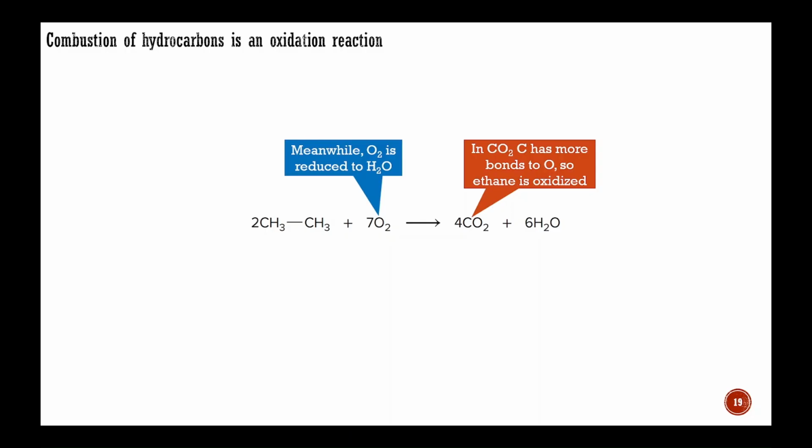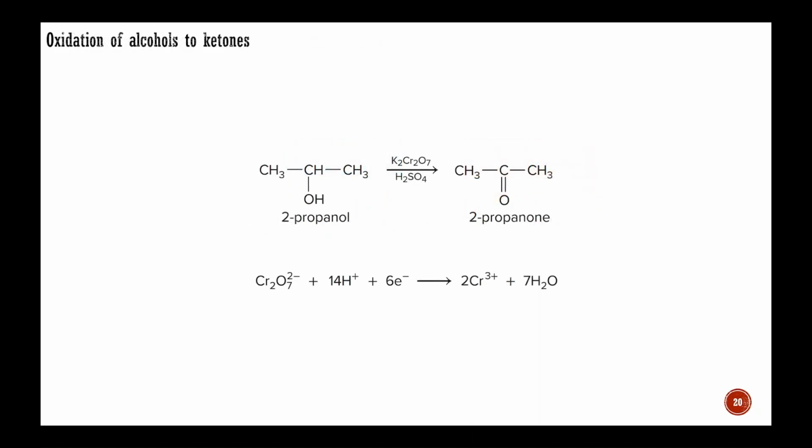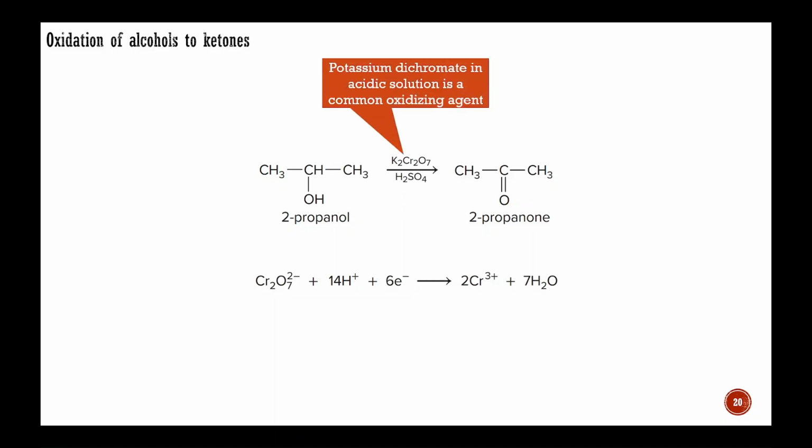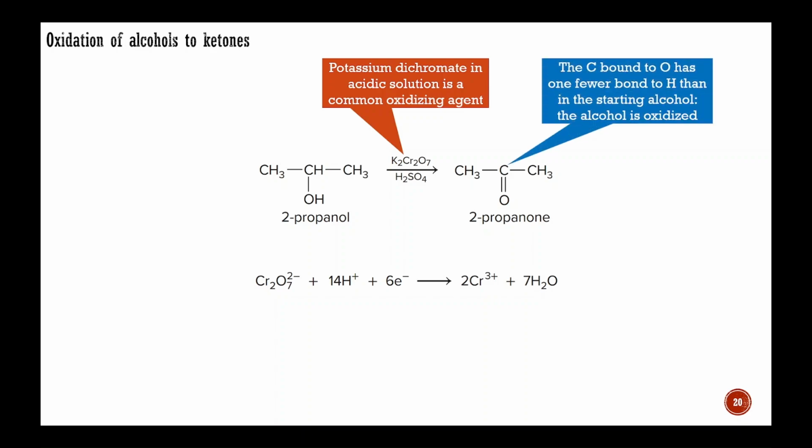Most oxidations do not involve the complete breakdown of the molecule, as is the case in combustion. For instance, when 2-propanol reacts with potassium dichromate in acidic solution, it forms 2-propanone, commonly known as acetone. Here, the mixture of potassium dichromate in acidic solution is a common oxidizing agent in organic reactions. Note that in the product, the carbon bound to oxygen has one fewer bond to hydrogen and one more bond to oxygen than in the starting alcohol. In other words, 2-propanol is oxidized, making this an oxidation reaction. However, don't forget that the dichromate ion is reduced at the same time.